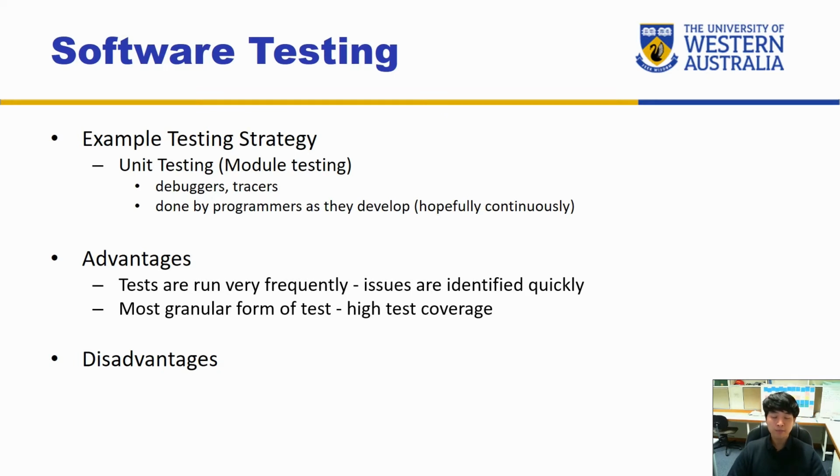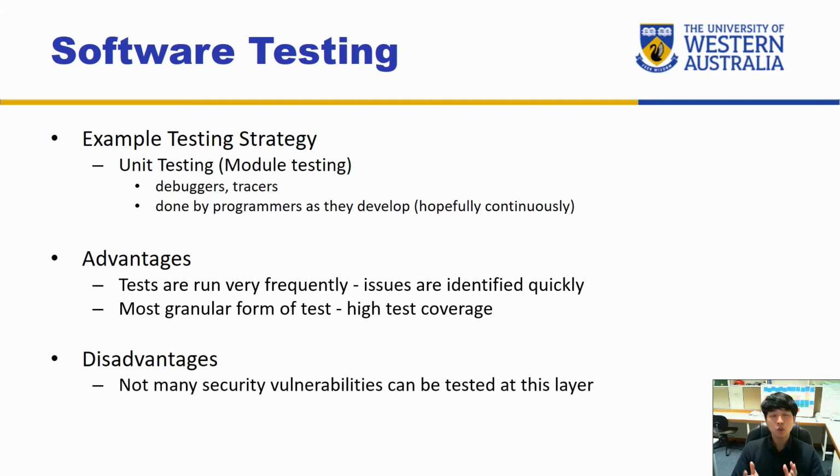However, it does come with some disadvantages. Not many security vulnerabilities can be tested at this layer. Why? Because at this particular layer, we are testing individual functionalities of the whole system, so we cannot find any vulnerabilities arising from dependencies between functionalities and any design flaws. So it does provide high test coverage, but it is limited as to what we can test.